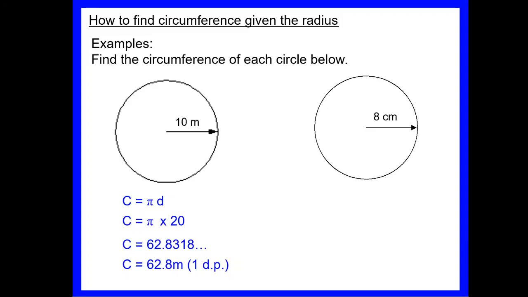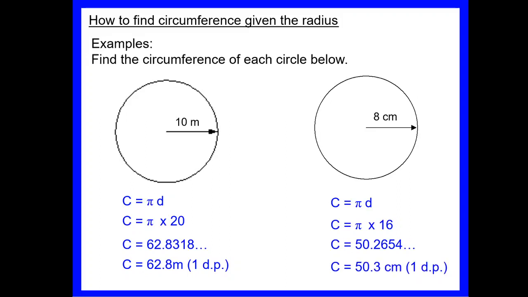Our second one then, again, we need diameter. We've been given a radius of 8. So 2 times 8 is 16. So we're going to do pi times 16. That gives us 50.2654, etc. And rounded, that gives me 50.3. And this one was in centimetres. Make sure you're happy with those. It'd be a good idea to copy down those examples before you move on.